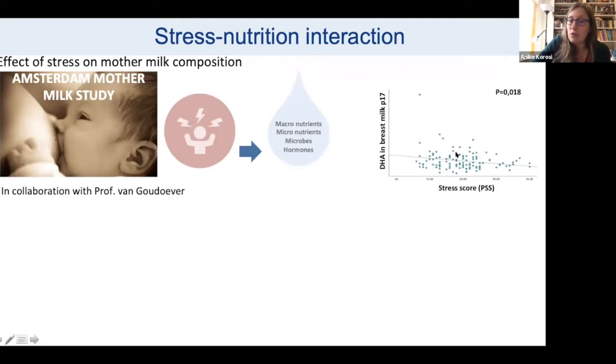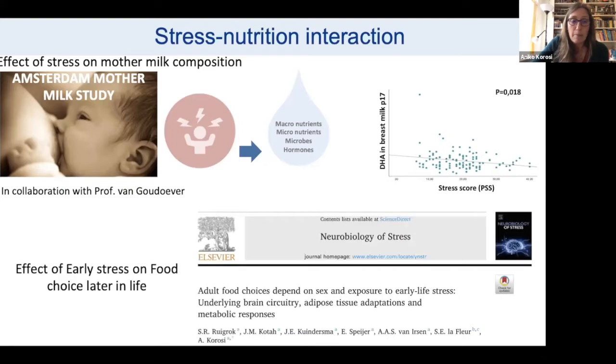And we now have the first data that indicates that indeed stressed mothers exhibit a different DHA profile in their milk. And we are now studying this further and also looking at other components in the milk. But this is quite promising, and it might really help to think of possible specific supplementation for mothers that might be in stressful conditions.